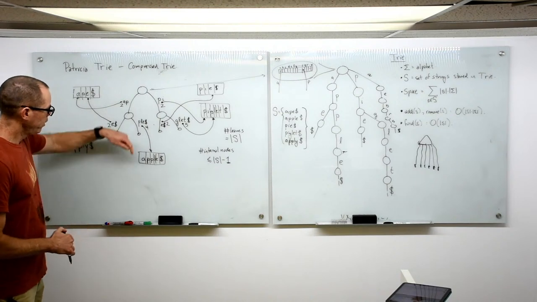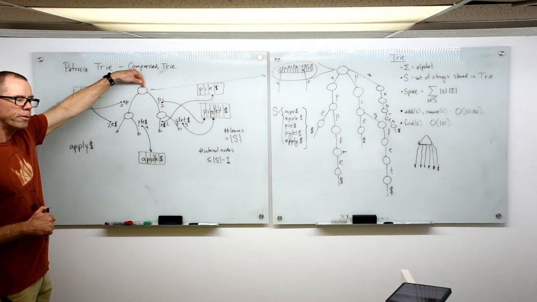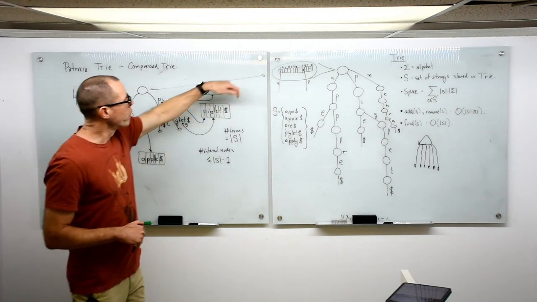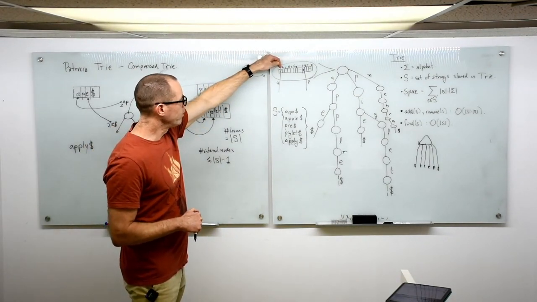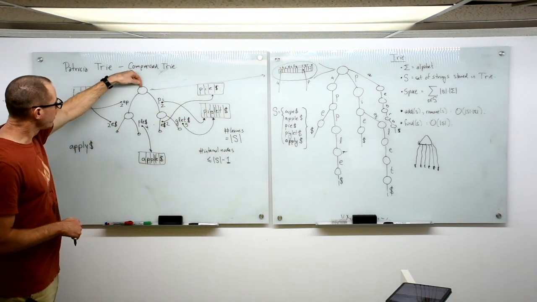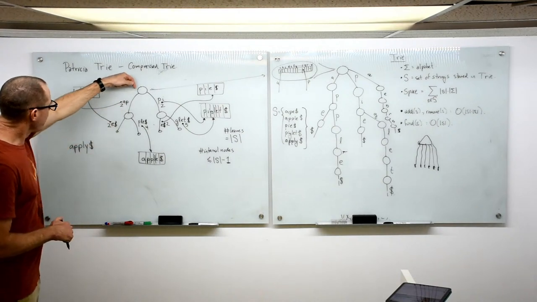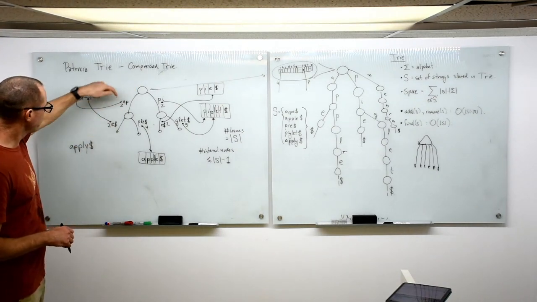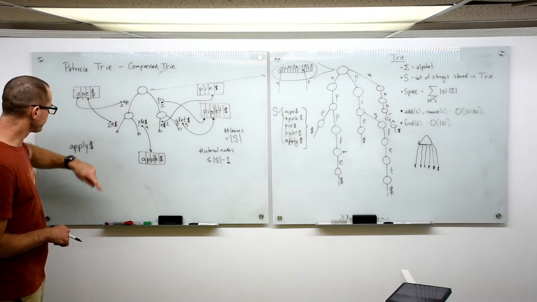So apply starts with an A, so we start at the root, we look in the array stored at the root to see if there's a pointer leading out at position A, and there is. In fact, there's an edge leading out. And this edge is labeled with a string of length 2, AP.